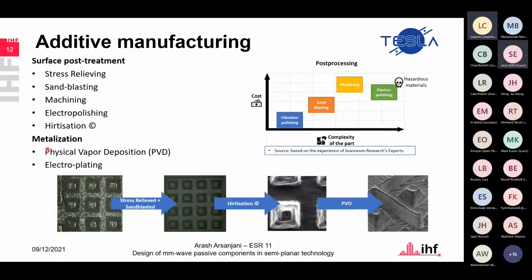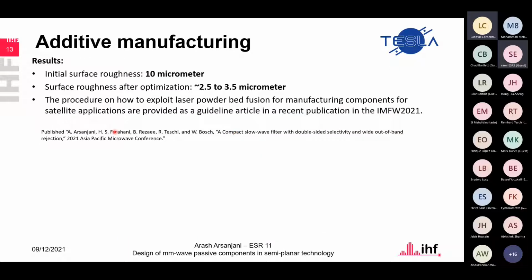And also with some additive manufacturing, it's important to figure out what metallization technique you want to use. There are different techniques, but the most interesting ones, at least for our publication, were physical vapor deposition and electroplating, which produce quite good results. To summarize, the initial surface roughness of the manufacturing that I did started at 10 micrometers. But after figuring out the several steps, with the help of experts at the UNM Research, we managed to reduce the surface roughness from 10 to 2.5 to 3.5, something in between. And we removed all the defects that can happen inside with additive manufacturing.